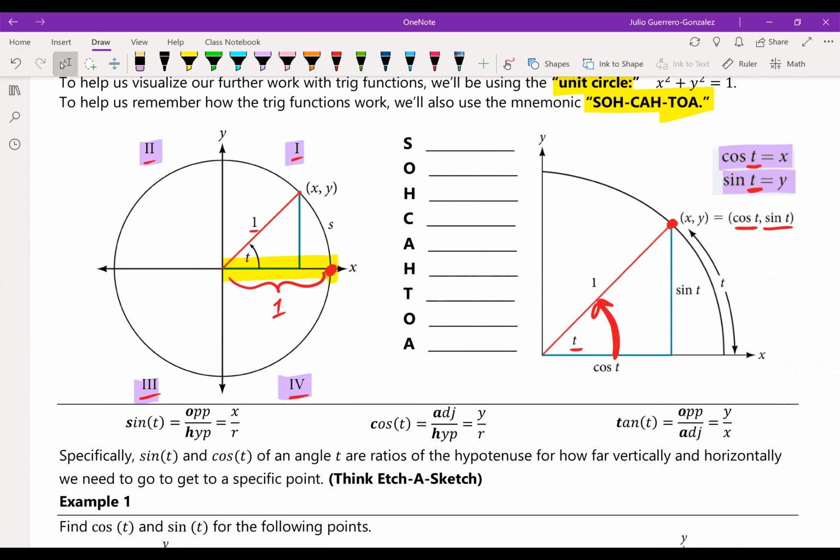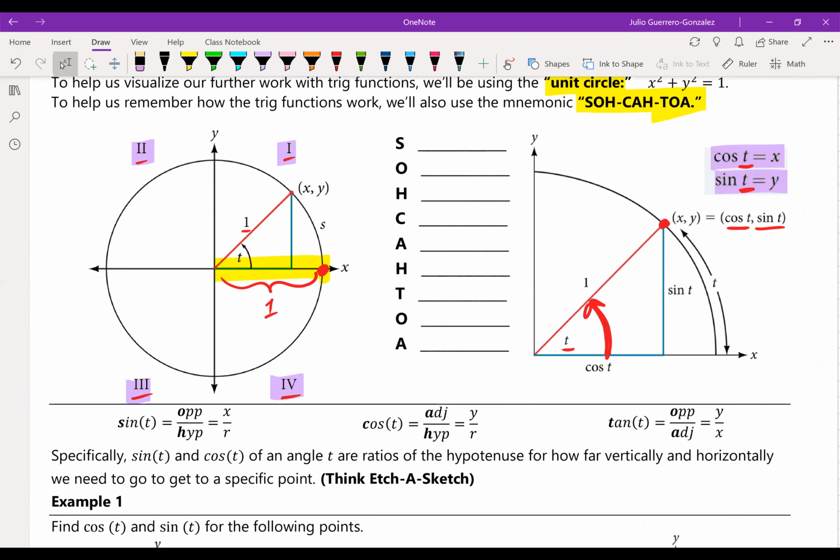That still doesn't answer very much in terms of how we define sine and cosine specifically, so what we're doing now is this. You have this radius of 1, right? How far over and how far up did you have to go to get to that point x and y? That's the basis for the definition of sine and cosine. They are specifically the ratio of the hypotenuse and how far vertically and how far horizontally we need to go to get to a specific point.